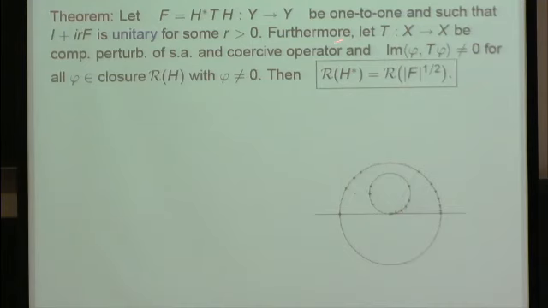Furthermore, let T be a compact perturbation of a self-adjoint coercive operator, and the imaginary part of that is not 0 for all phi in the closure of the range. Then the range of H star is the range of F, but here the absolute value of F to the power one half.